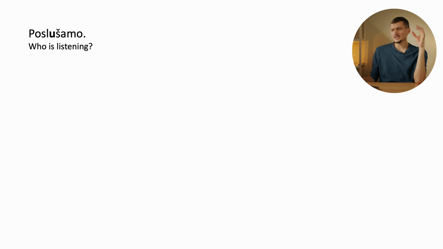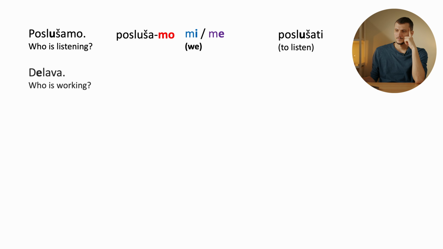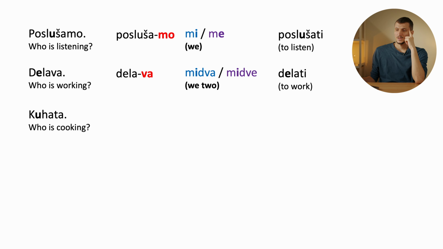Poslušamo. So it's poslušamo. We. Mi, me. Poslušati. Delava. Delava. Midva, the two of us, or we two. Delati. Kuhata. Here we have the ta ending, which is ambiguous.